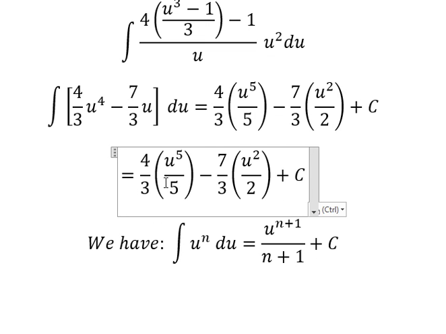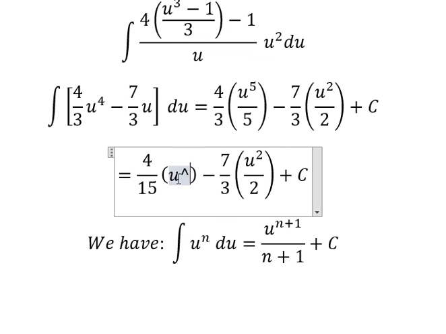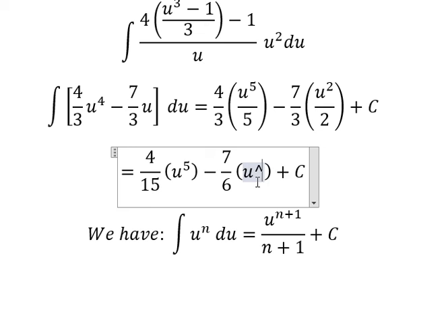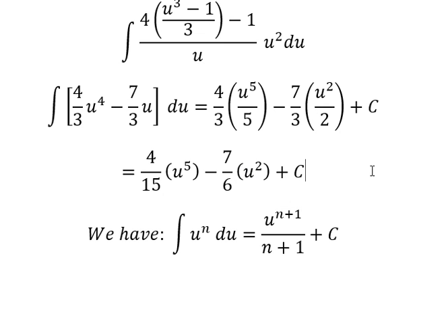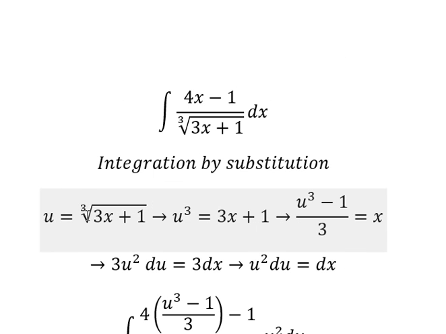So number 3 and number 5 we have 15. Number 3 and number 2 we have number 6. So about u, that is about this one.